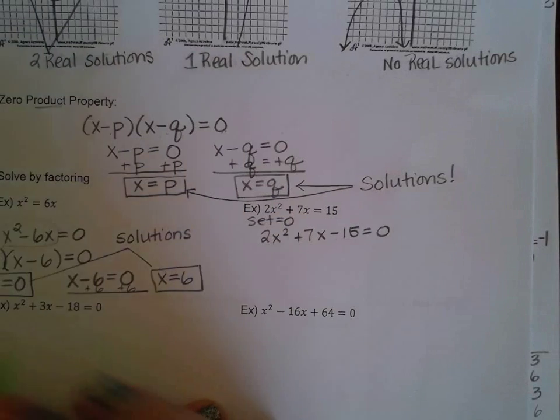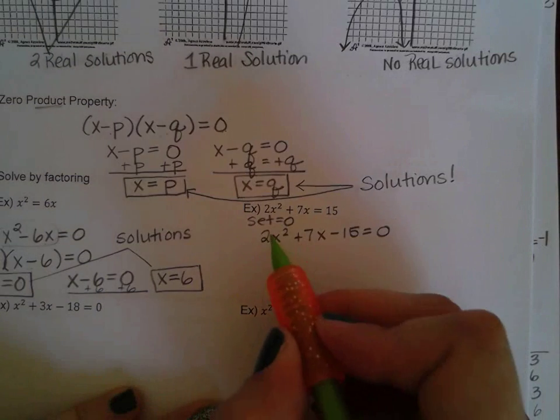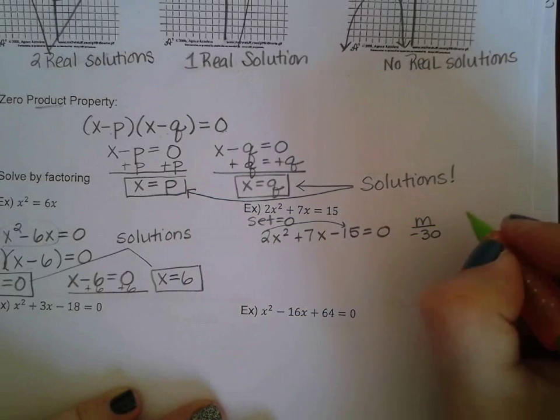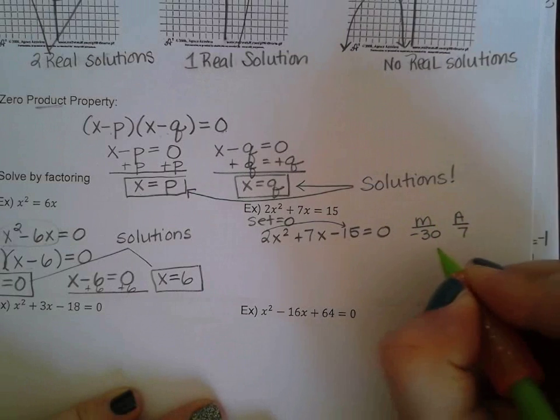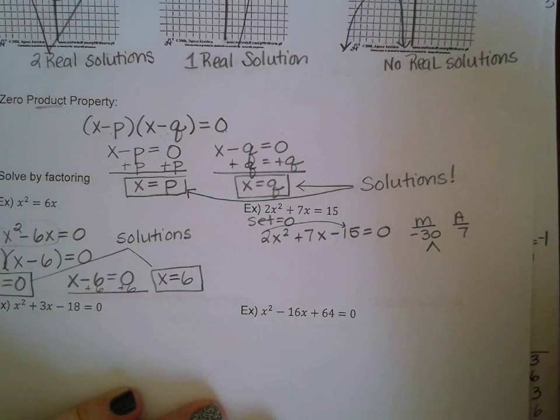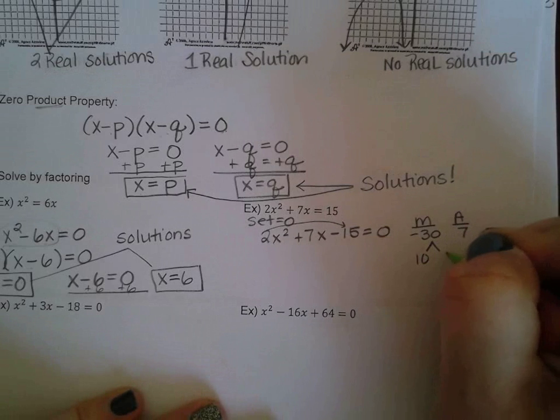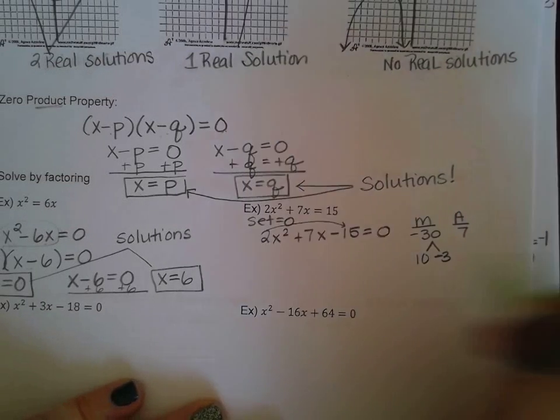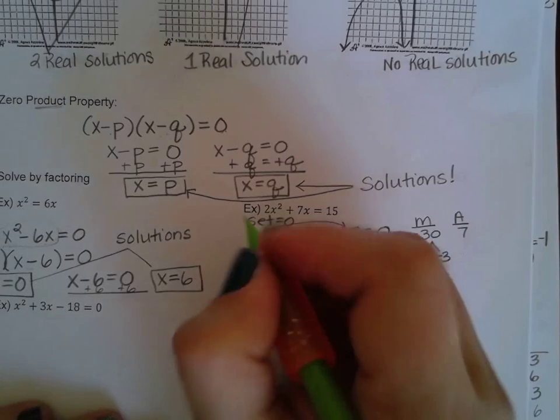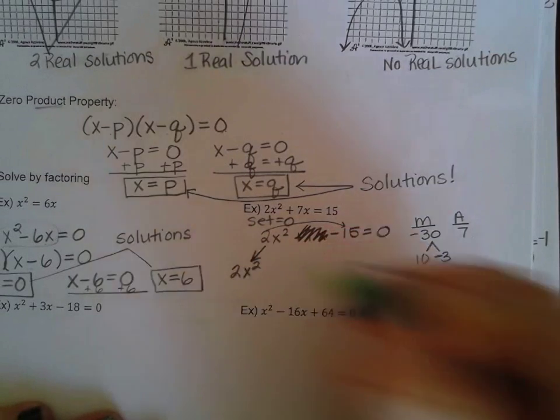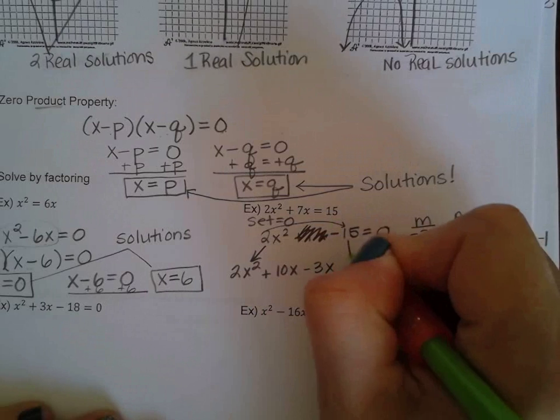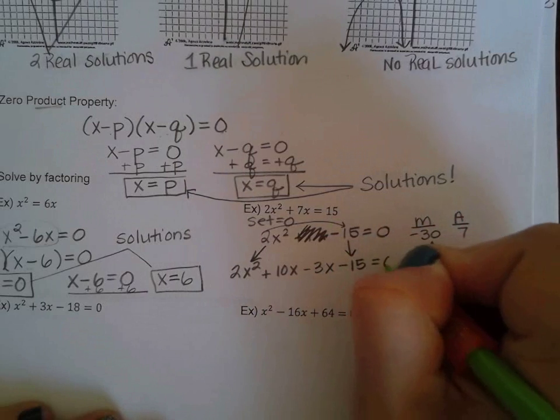And it's a trinomial. I don't see a GCF, so we're going to go right into 2 times negative 15, which is negative 30, and b is 7. So two things that multiply to negative 30 and add up to 7. Looks like we need to do 10 and 3. And let's make the 3 be negative. That should work out for us. So remember how we did this in Unit 2. Scratch this out. Put the 2x squared down. Then I'm going to write plus 10x minus 3x minus 15 equals 0.